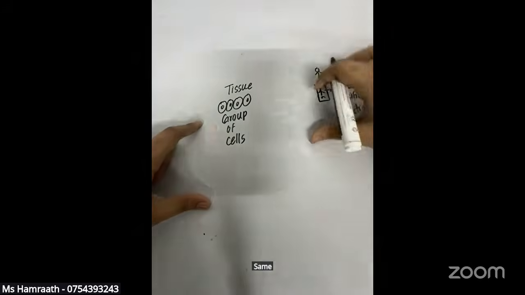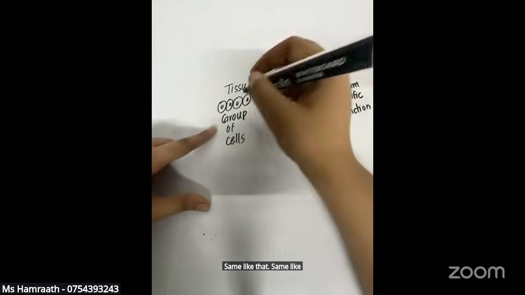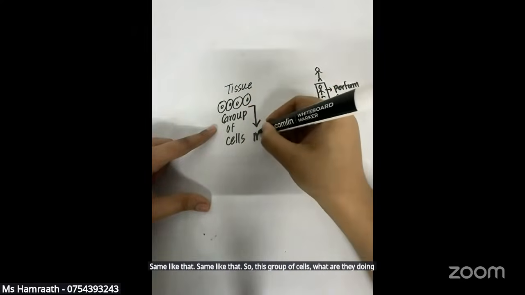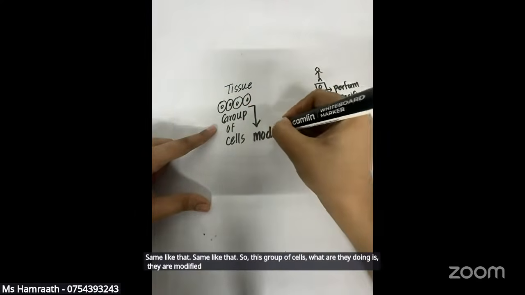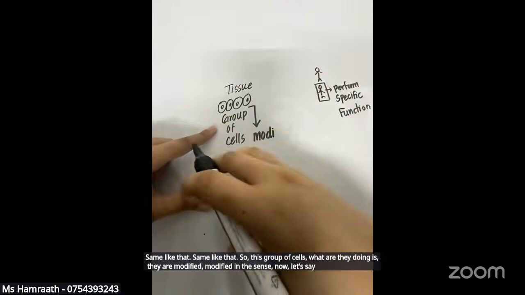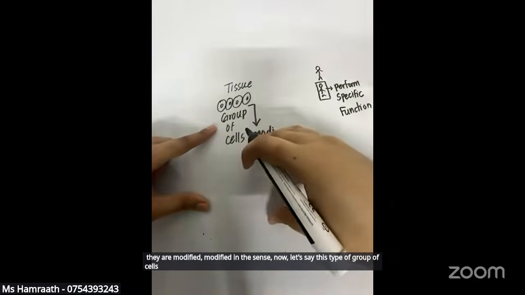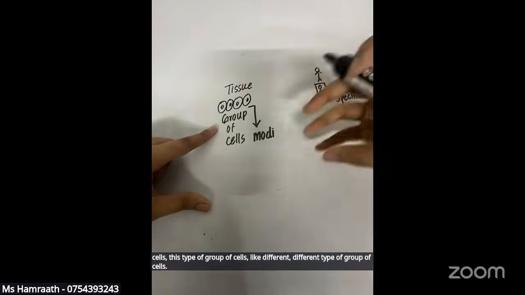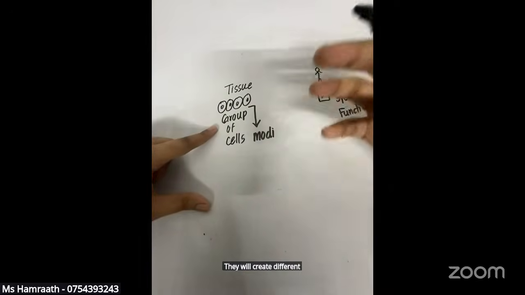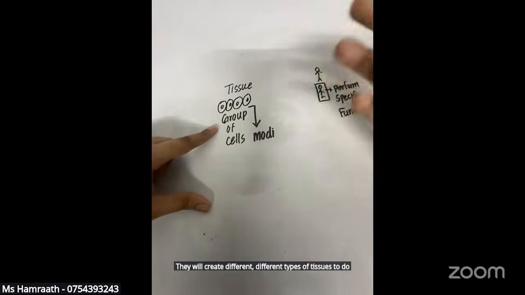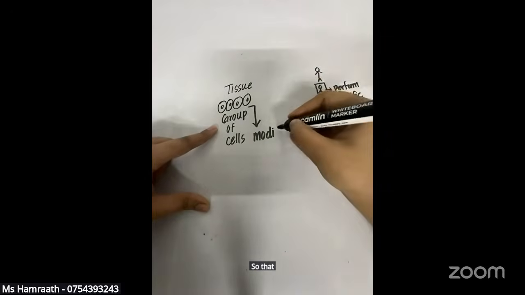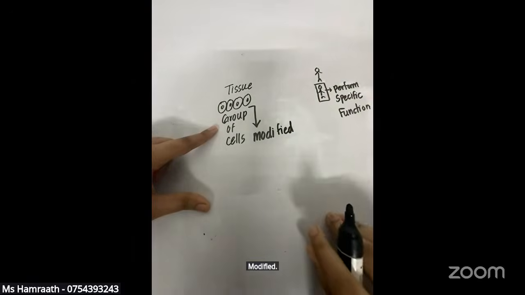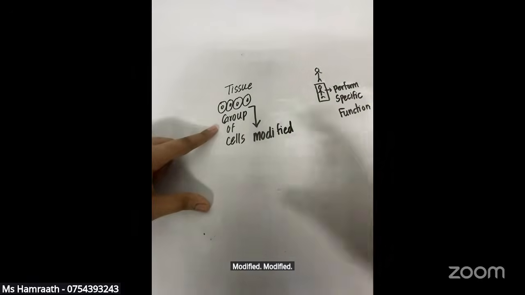Same like that. This group of cells are modified. Modified in the sense that different types of groups of cells will create different types of tissues to do certain different functions. So that is what we say: modified.